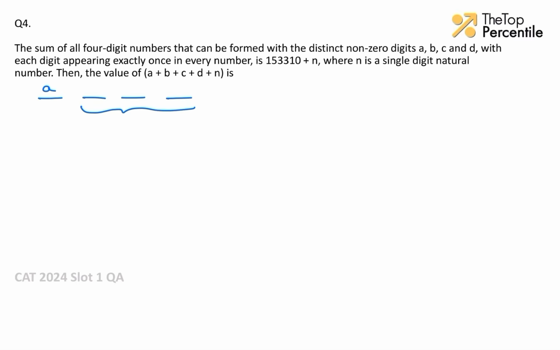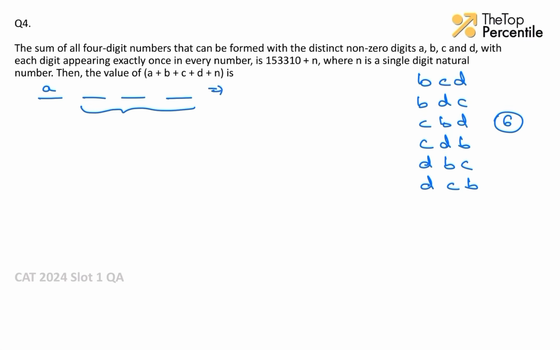Okay. So first case can be BCD, BDC, CBD, CDB, DBC, DCB. Okay. So I'll have six combinations. So that means A will be here six times, and the value that it will contribute, because it is in thousands place, so it will be 6A into 1000, which will be 6000A.